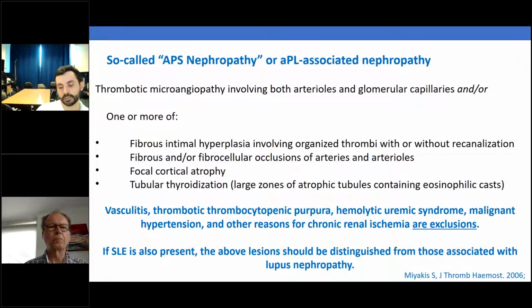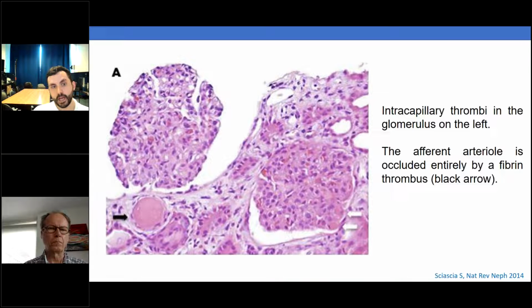And we will deal with this in a while. I want just to share now with you some pictures from our cohort of what we consider APS nephropathy. This is, for instance, an intracapillary thrombi in the glomerulus in which the afferent arteriole is occluded, and you can see that marked by the arrow.